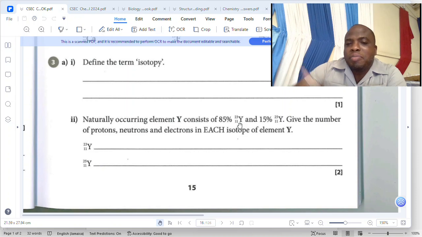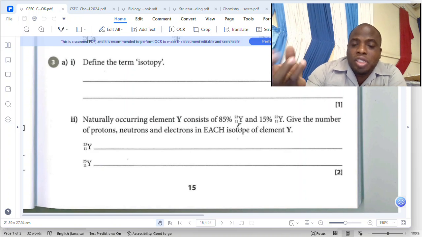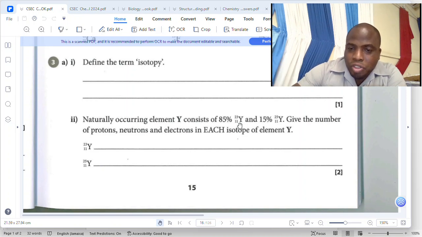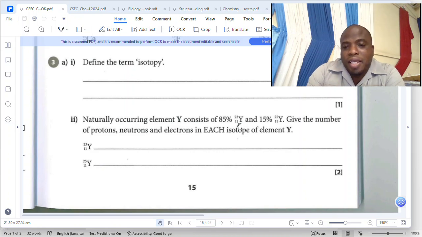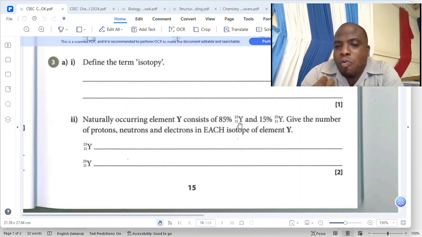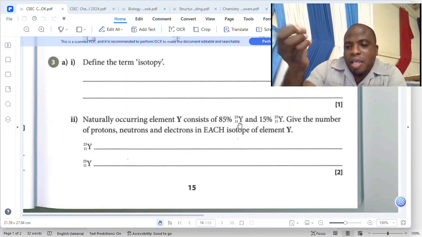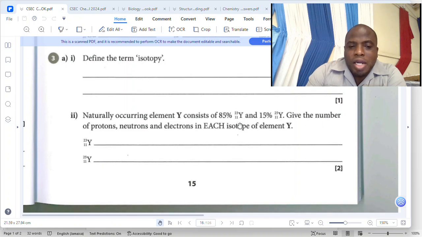You need to be speaking the chemistry. Say it, talk it. An element will have the same number of protons and the same number of electrons once you're talking about the atom. So for Y23, 11 protons, 11 electrons, and how do we get the neutrons? We subtract the 11 from the 23 and we get 12. Now the same concept with Y25. You can work that out and put your answers in.